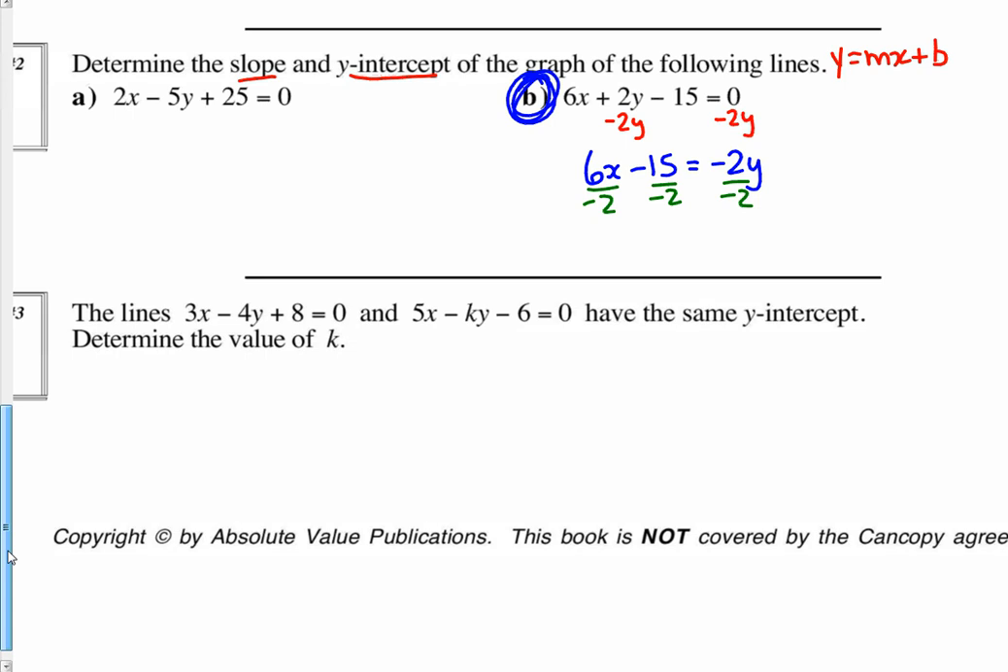So what is 6 divided by -2? -3x. And then Raj, what do I get with a -15 divided by -2? Okay, positive or negative? Positive 7.5, or you can leave it as a fraction of 15 over 2 equals y. Okay, so what's my slope? -3. What's my y-intercept? 15 over 2 or 7.5. Good.